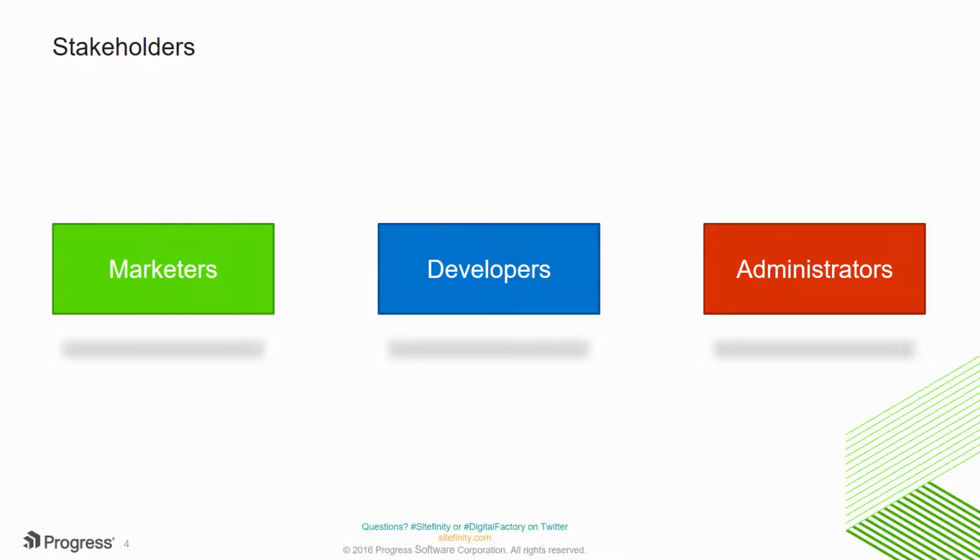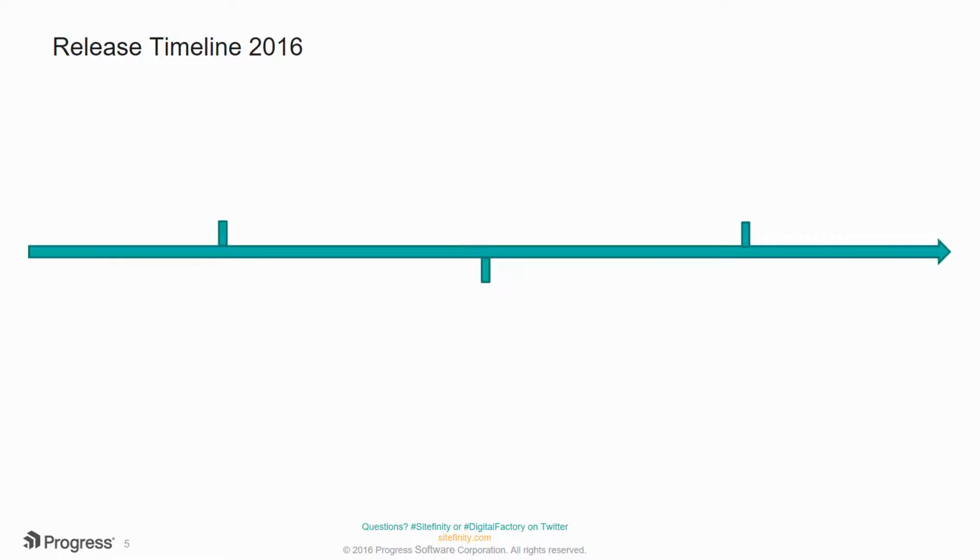All right, so with every release, we have 3 different user stakeholders that we need to balance and address. Those are the marketers, developers, and administrators. So for us, when we plan a release, it's super important that we can deliver value to all of these users to help solve a specific business problem.